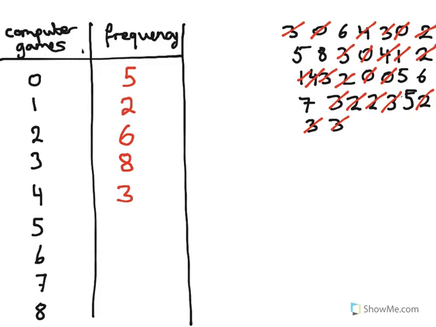Look for our 5's. How many children had 5? 1, 2, 3 children had 5. 6 computer games there. Now we're sort of running out of kids. Most of the kids have gone now. But there are 2 children who had 6 computer games. There was 1 child who had 7 computer games. And there was 1 child who had 8 computer games.